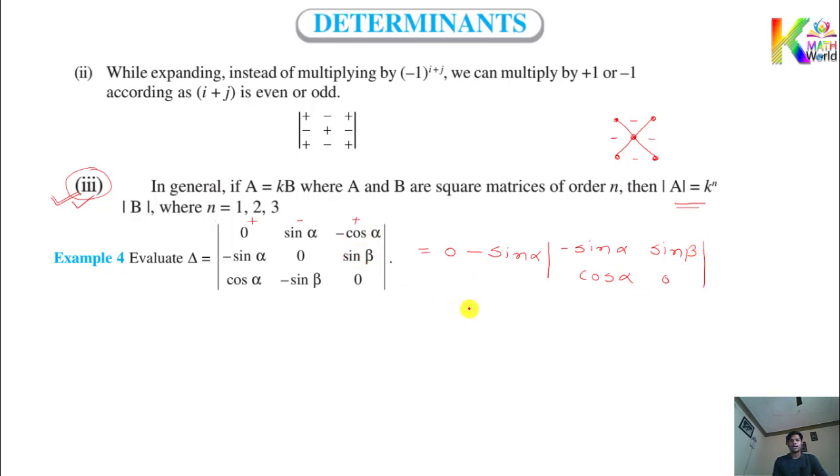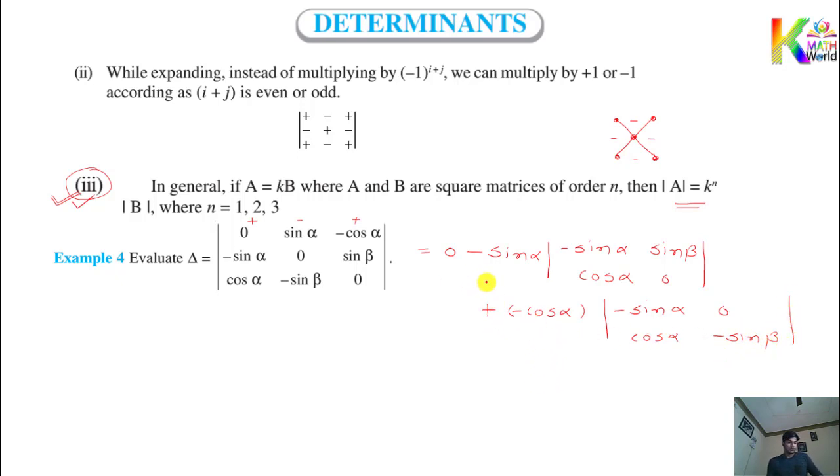Okay, now with the last element, you have sine plus or minus cos alpha. You can see it lies in which row? First row and last column. So eliminate the first row and last column. So what is left here? Minus sine alpha, then 0, then here cos alpha, and here minus sine beta, that you can see.